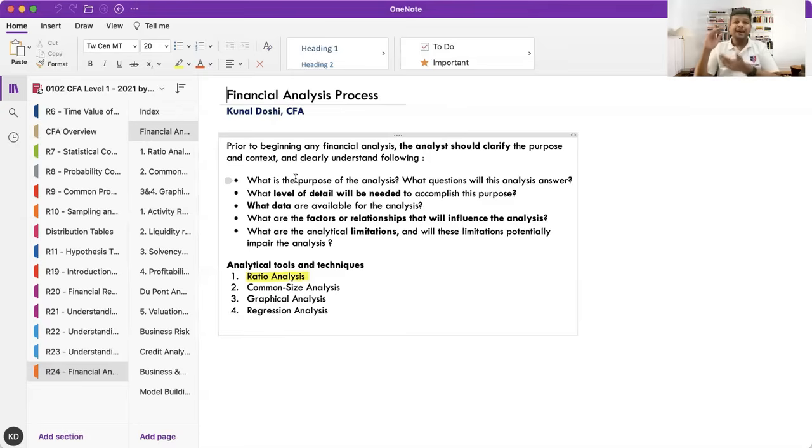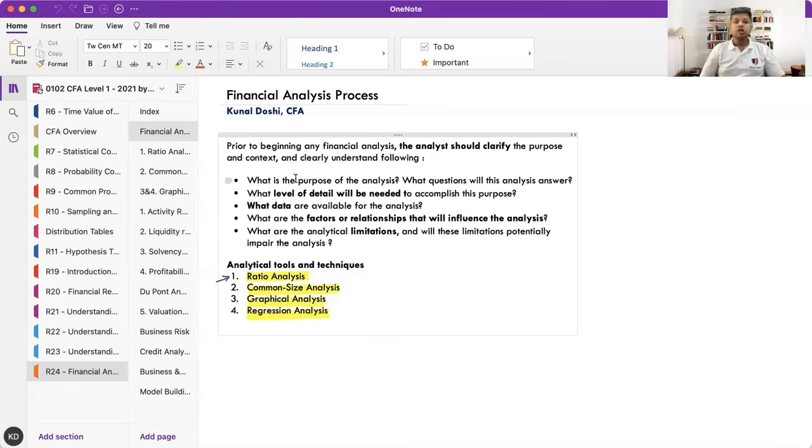With ratios, we are going to compare different items from the balance sheet, income statement, and cash flows. And to simplify the financial statements between companies and make them comparable, we do common size analysis. The same thing is also done in a mathematical format called regression analysis, which is a more statistical way, and in graphical form. Of course, our focus in this topic is going to be ratio analysis.